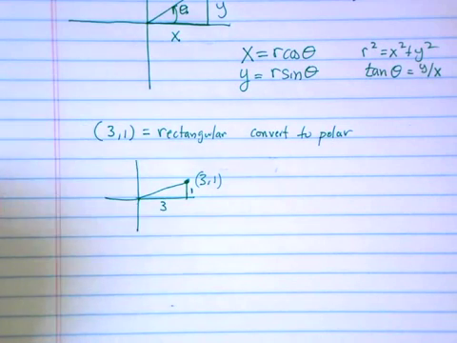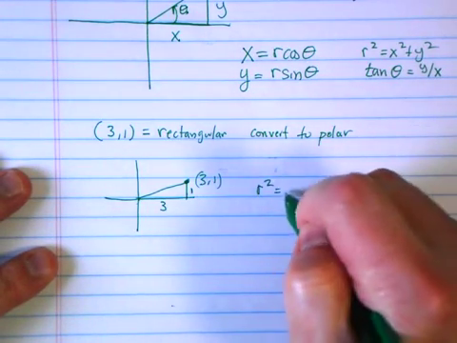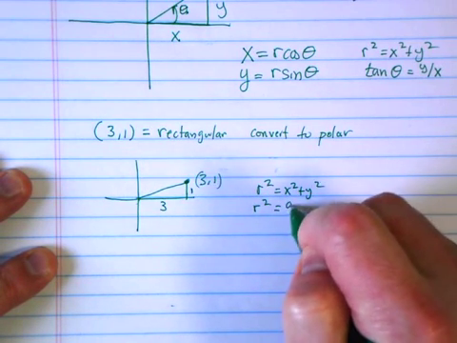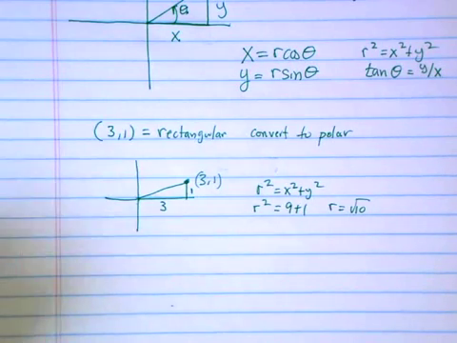Then what? You can find r. How do you find r? Pythagorean theorem. So r squared is x squared plus y squared. So r squared is 9 plus 1. So I guess r is the square root of 10.